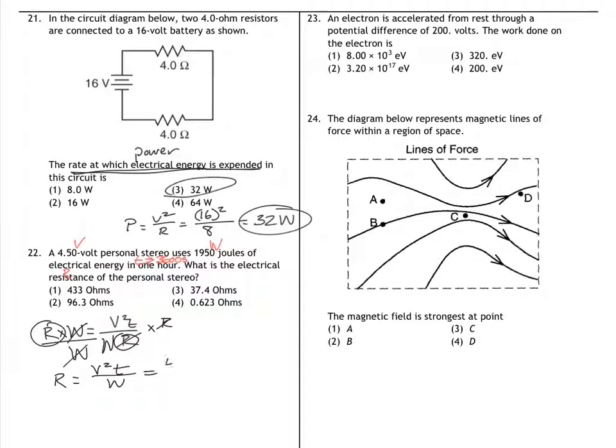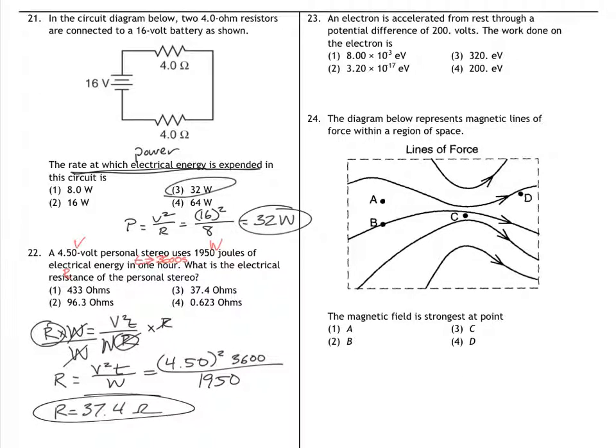The V we already knew from earlier is 4.5, but make sure that that gets squared. The T is going to be 3,600, as I had pointed out, and the W, or the work being done, is 1950 joules. So I just ran the calculation, and I got 37.4 ohms as my electrical resistance, so choice 3 is my answer.